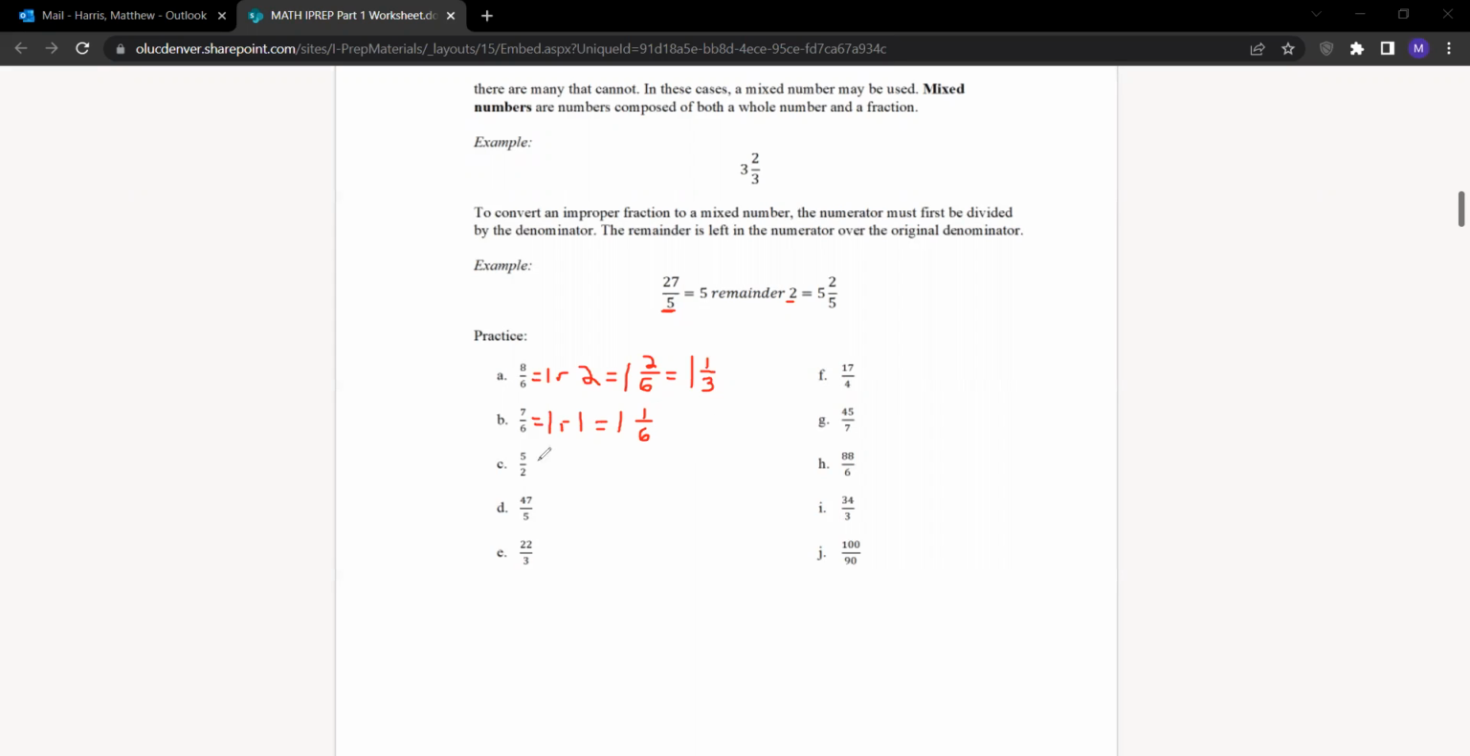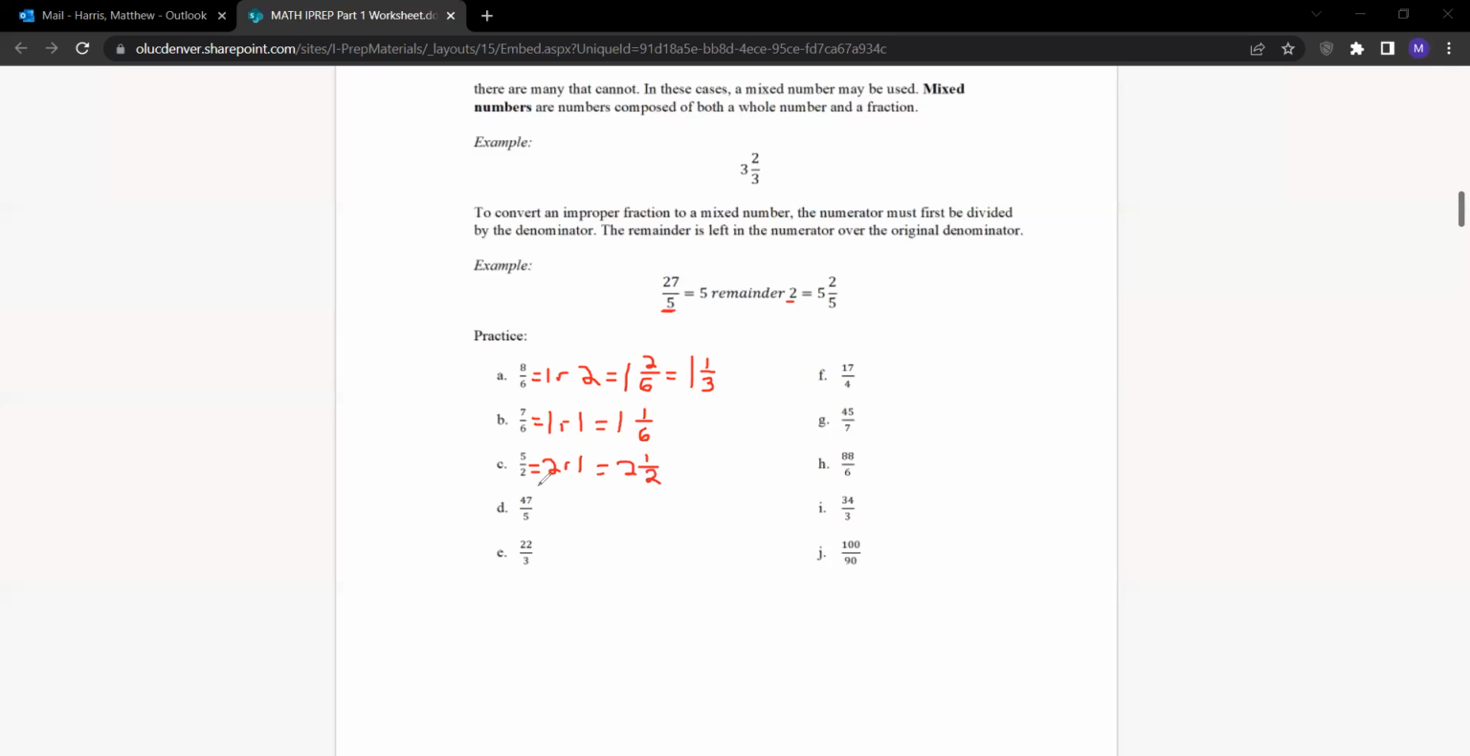All right, next we have 5/2. How many times does 2 go into 5? 2 times, right? So 2 times 2 is 4. It's going to be, again, R1. So we take that 1 and put it on top of our denominator. That gives us 2 and 1/2. All right, next up, we have 47 divided by 5, or 47/5.